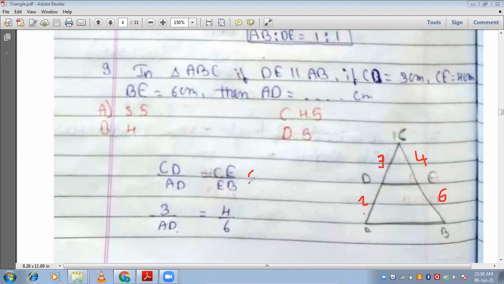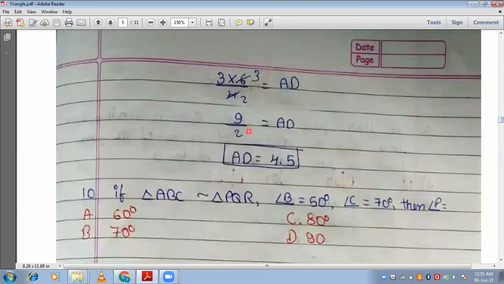So apply BPT here. CD by AD is equal to CE by EB. Substitute the values. CD is 3 divided by AD is equal to CE is 4 divided by EB is 6 centimeter. Now cross multiply and simplify this. You will get AD is equal to 4.5 centimeter.